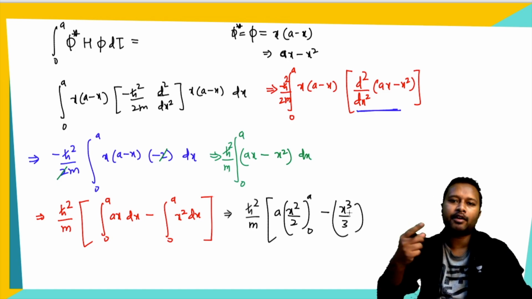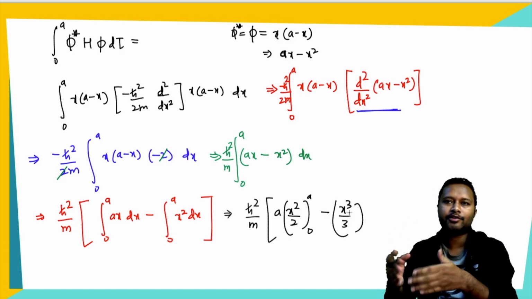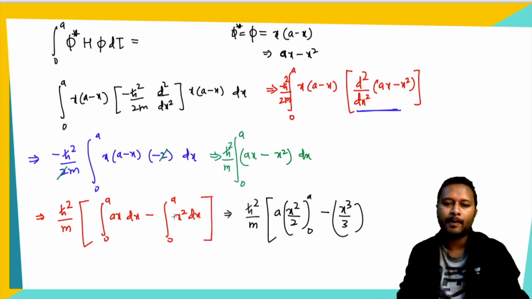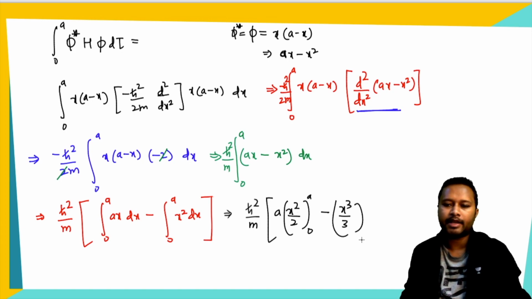You know, x to the power n has an integration of x to the power n plus 1 divided by n plus 1. So 2 will become 3 divided by 3. X to the power 1 will become 2, like x square divided by 2. Simple as it is. From 0 to a.